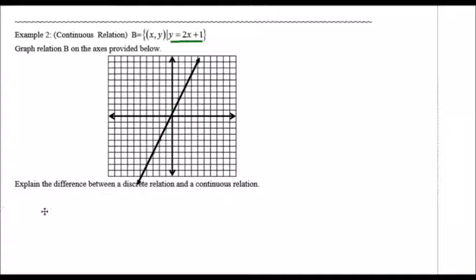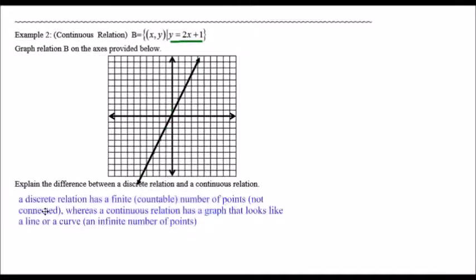Okay, so there's a couple ways to say it. One way would be simply a discrete relation, that was like the first one, has a finite or countable number of points. They're not connected. Whereas a continuous relation, like the second example, has a graph that looks like a line or a curve. You can't count all the points because there's an infinite number of points between any 2 points on this grid.